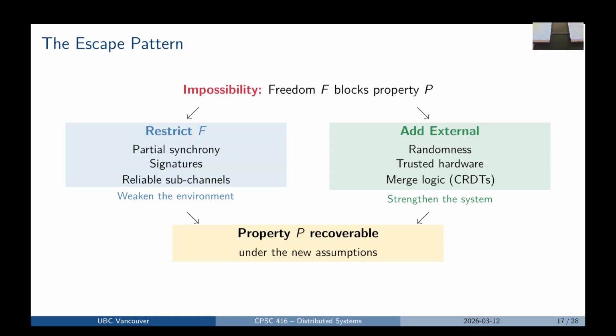So the pattern here is we have an impossibility where some degrees of freedom block some particular property that we want, and we either restrict the freedom or we add an external source of information or behavior that allows us to escape the impossibility, and now we can get our property that we wanted back. Very general now. Right? We've moved from very specific examples and said, but we're really doing the same thing over and over again, repetitively, redundantly.